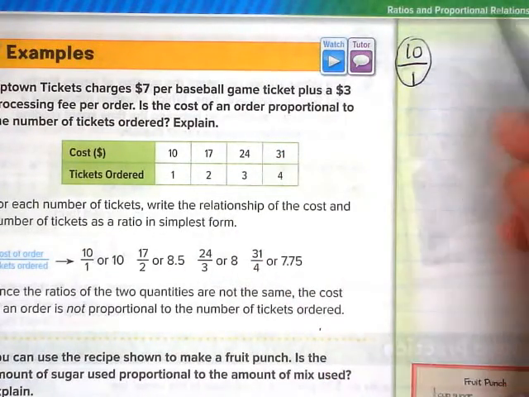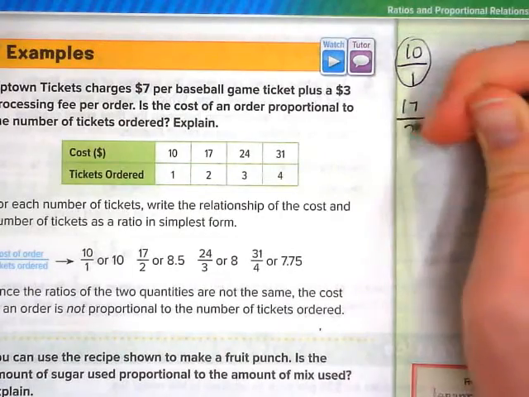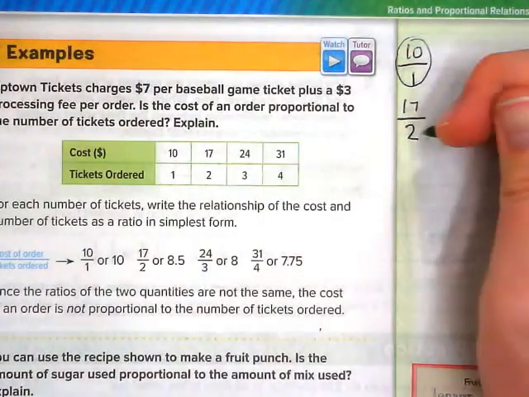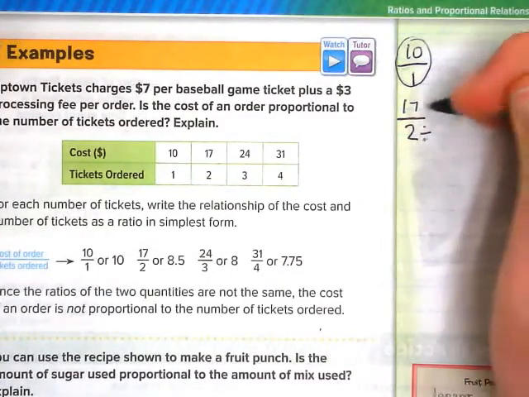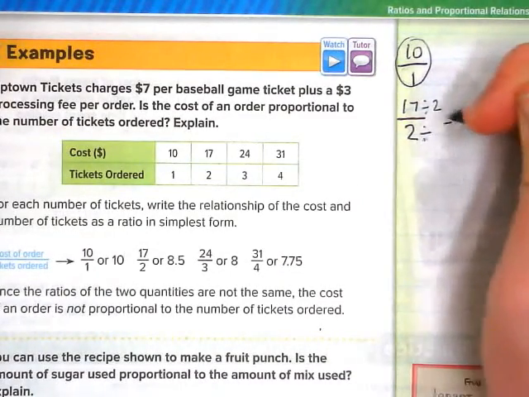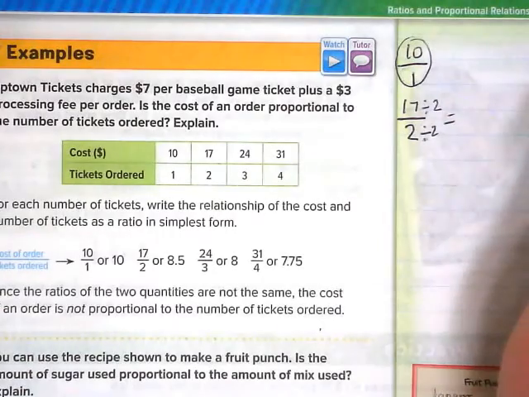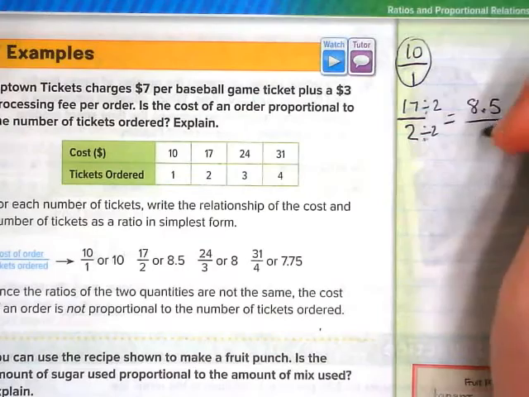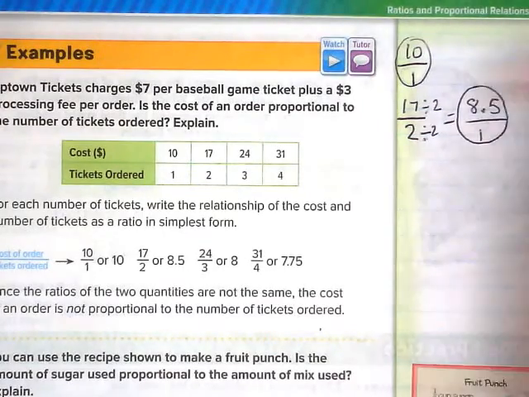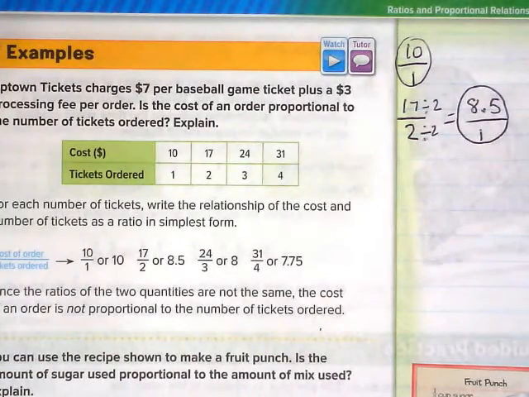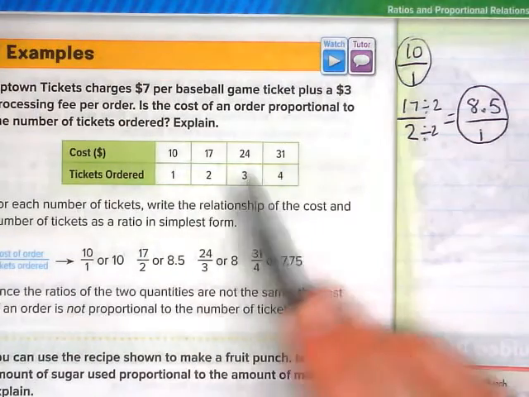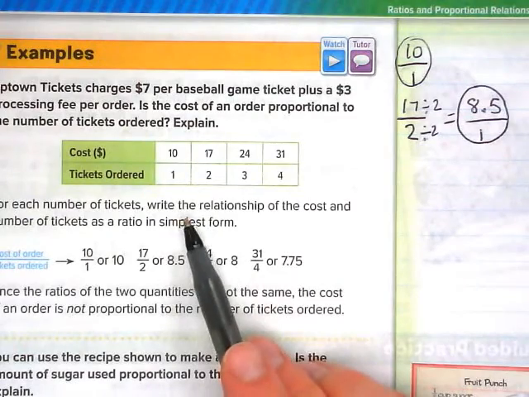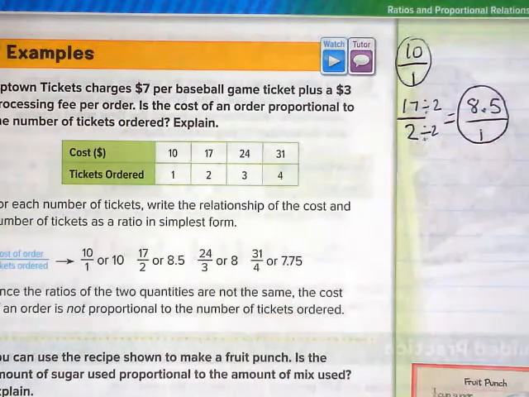The second part of the table is 17 to 2. To find a unit rate here, we'll divide by the denominator. Oops, divide by 2. And that would equal 8.5 over 1. All right, I'm going to stop right here, and I'm not going to keep going because I know that the unit rates have to be the same in order for this to be proportional.